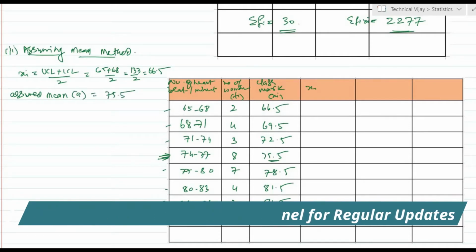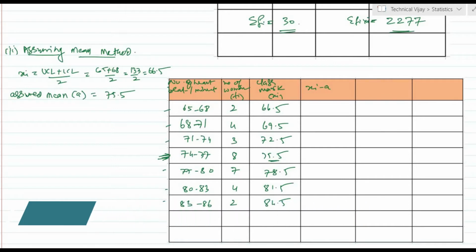Here I will calculate Xi minus A. That is 66.5 minus 75.5, the first one. So this is equal to minus 9. Now here, 69.5 minus 75.5 is equal to minus 6.